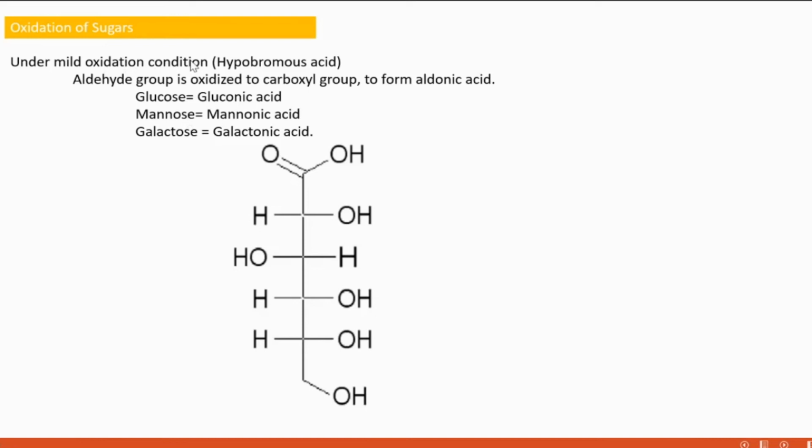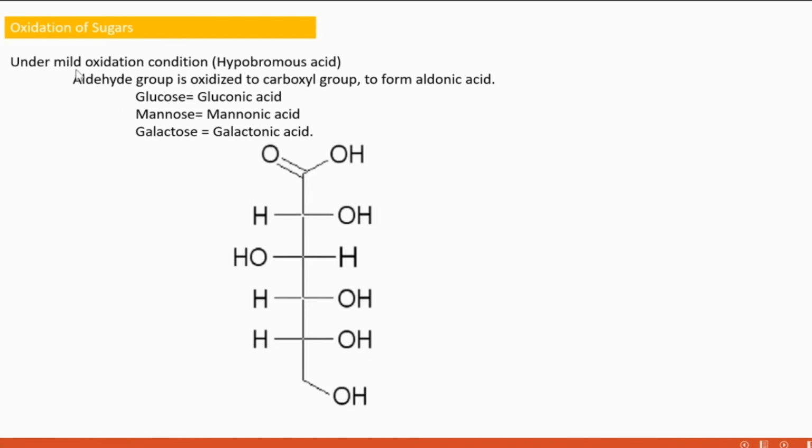Oxidation of sugars. Under mild oxidation condition, that is in the presence of hypobromous acid, what is happening? The aldehyde group is oxidized to a carboxyl group. The aldehyde group, we know, is attached to the first carbon, and it is oxidized. Oxidized means one more oxygen is added, forming an aldonic acid. Example for aldonic acid: here we can see COOH, a carboxylic acid form.